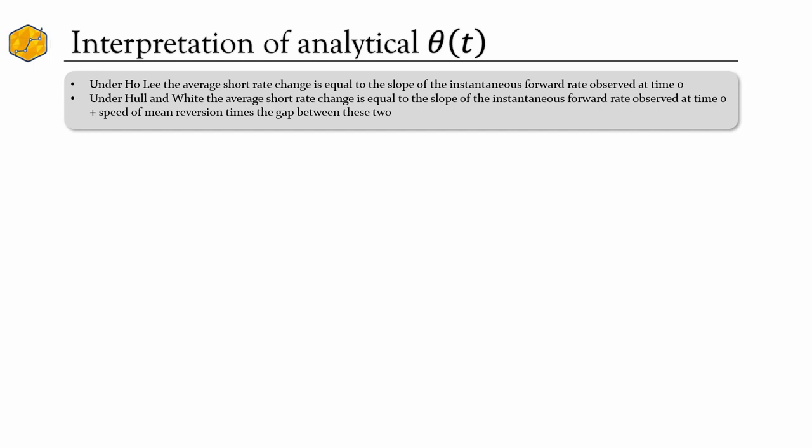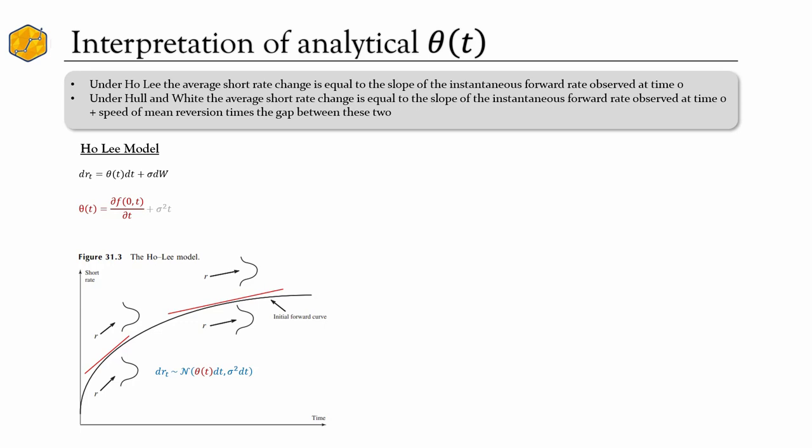So under the Ho-Lee model, we got this analytical expression for theta t. Now, if we ignore this term sigma squared t, which is small, then theta t turns out to be the slope of the instantaneous forward curve. Okay, so dr is theta t times dt. The average change or the average value of dr is given by theta t. We forget about dt for now, dt is the same. So the change in dr is given by the slope of the forward curve. That means it does not depend on where the short rate is right now.